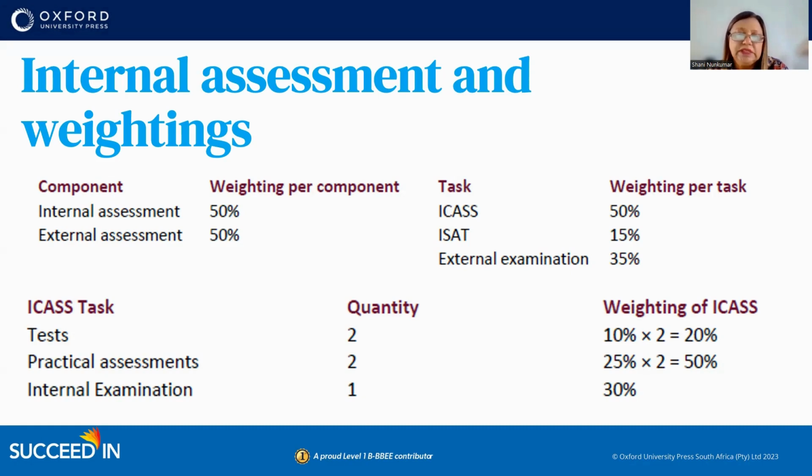Now, what is ICAS made up of? The tasks, we have test two, and then we have the weighting, in terms of ICAS, it is 10% times 2, which will give you 20%. The practical assessments 2, and the weighting is 25 by 2, which is 50%. Your internal examination is 1, which is 30%.